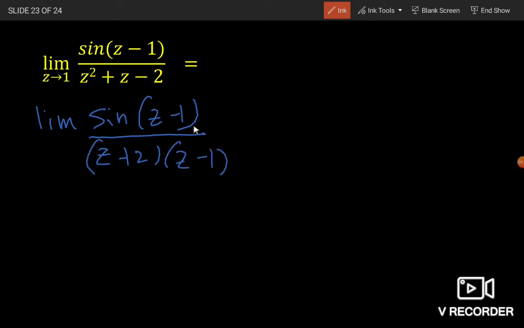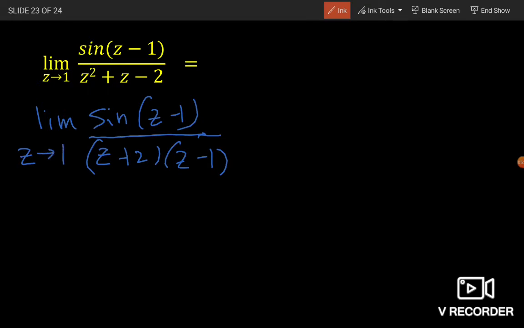Let us check. So z times z, you get z squared. 2 times negative 1, you get negative 2. 2 times z plus negative z, you will get plus z. So now as z approaches 1.